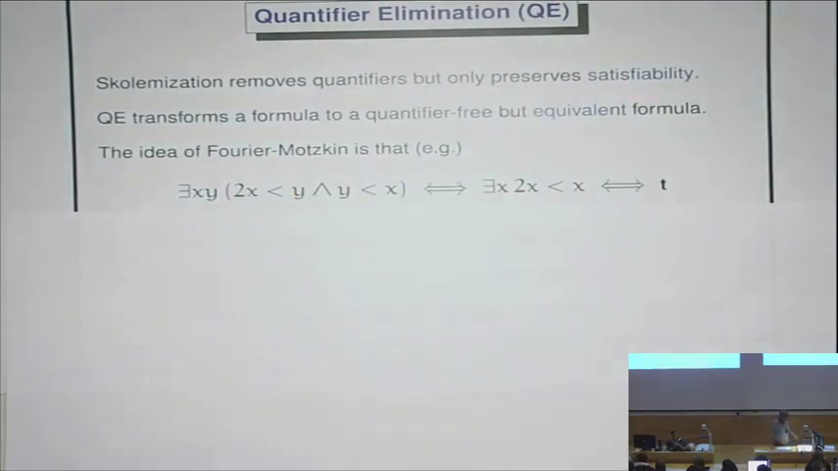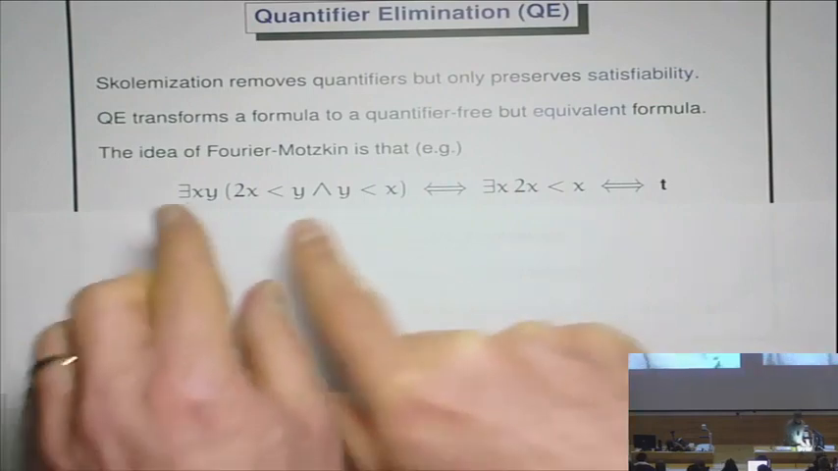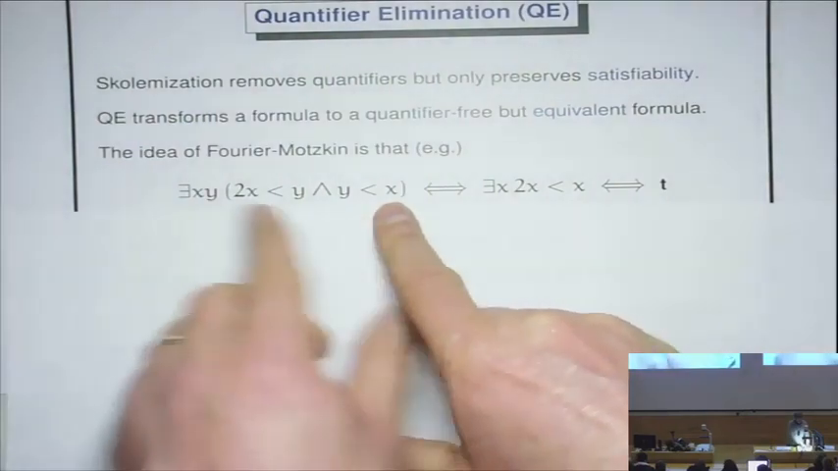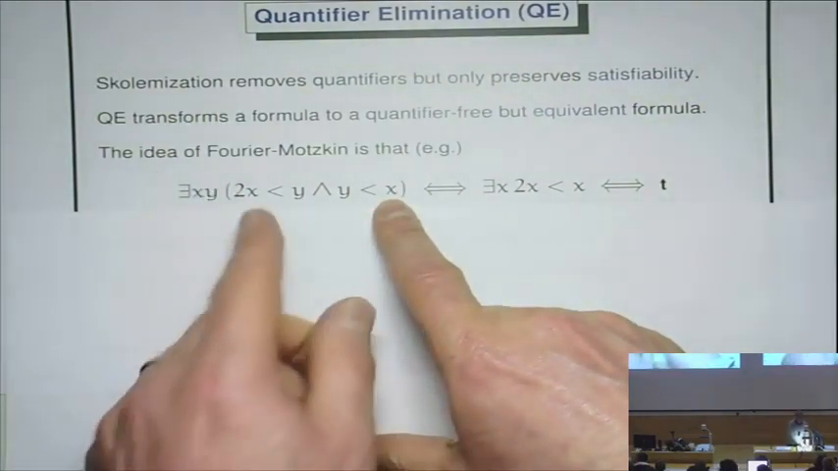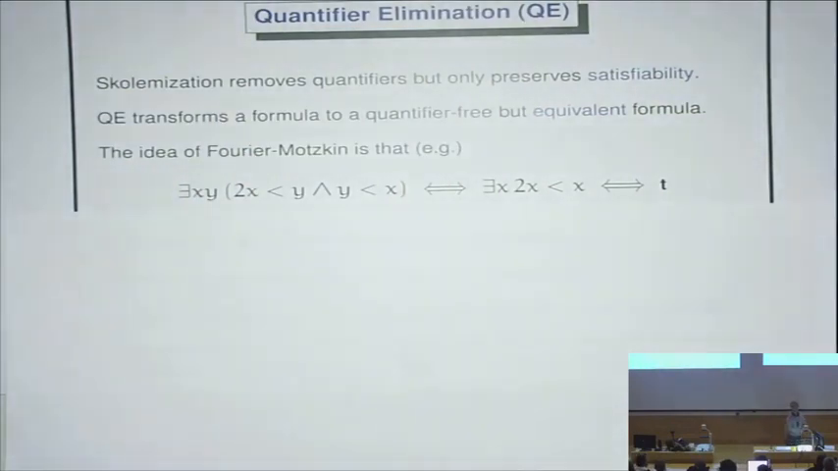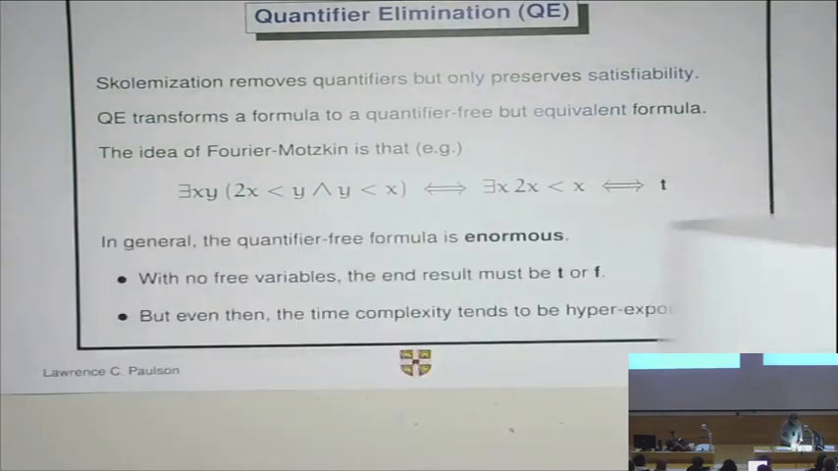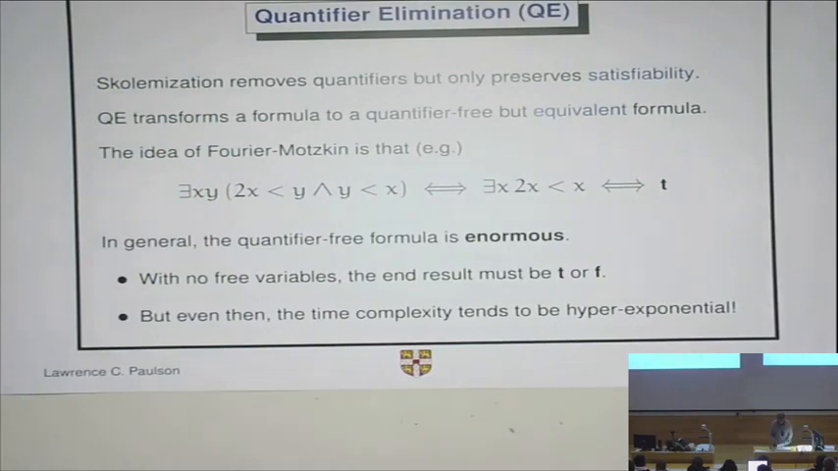Well, that is going to give you an over-optimistic picture of things because, yes, if you have quantifier elimination on any formula without free variables, your result is guaranteed to be true or false. So that's a decision procedure. You may unfortunately have to wait a while to get there.